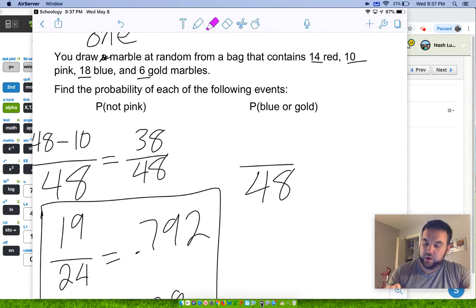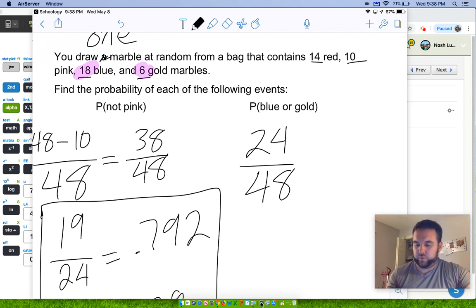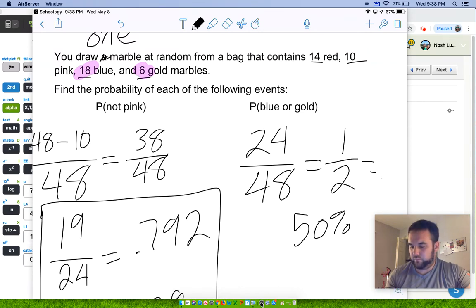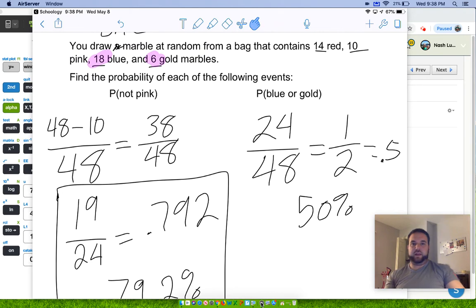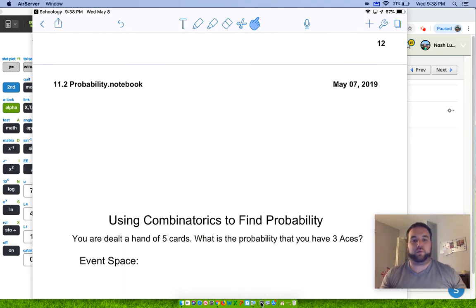So if I think about it, I've got 18 blue and I've got 6 gold. Add those up because, right, it doesn't have to be both blue and gold. It can be either one because I'm only taking one marble out. So it's 24 out of the 48, which of course reduces to 1/2 or 50% or 0.5. Okay. So that again is a theoretical probability.